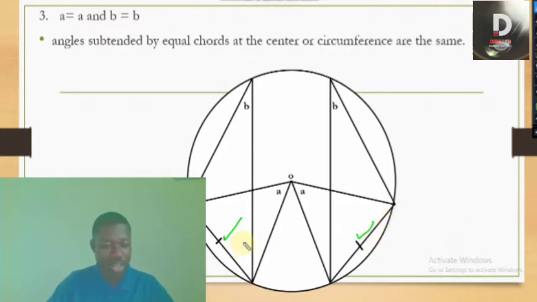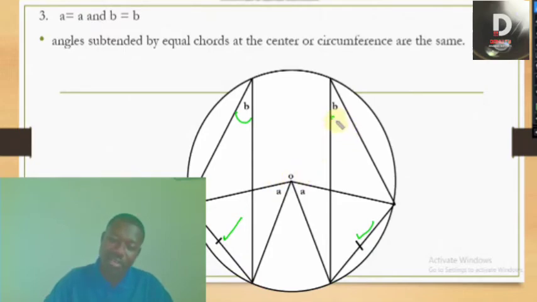So the first property was about the same chord. This now is about equal chords. It's not the same one, but equal chords. They have similar principles. Now, this angle, angle B, formed at the circumference is subtended by this chord, the first one.